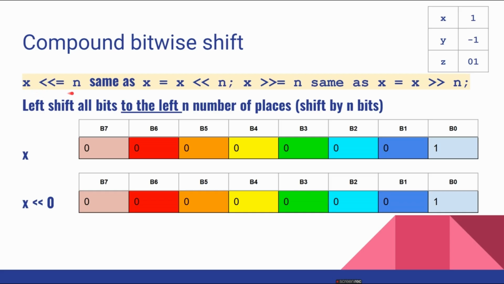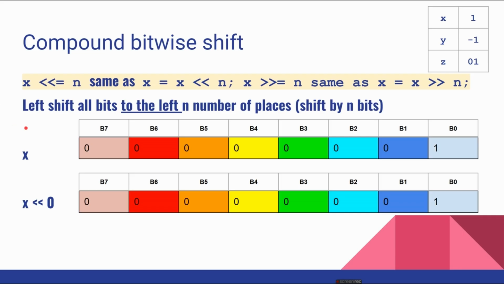X left shifted by n bits is equivalent to saying x is equal to x left shifted by n, meaning that we take the value of x, we left shift it by n bits, and the result of this shift gets assigned back to the value of x. Equivalently, if we were to take x and right shift it by n bits, same thing as saying that we're going to right shift x by n bits and then assign that resultant shifting back to the variable x.